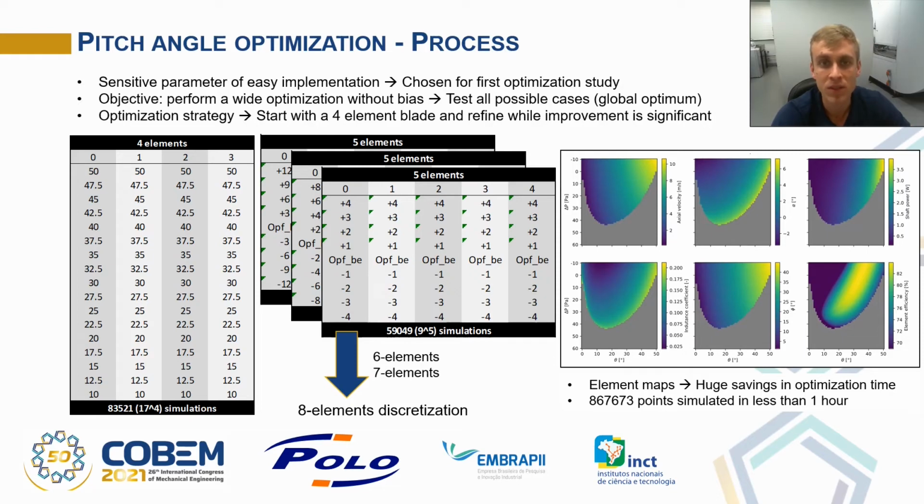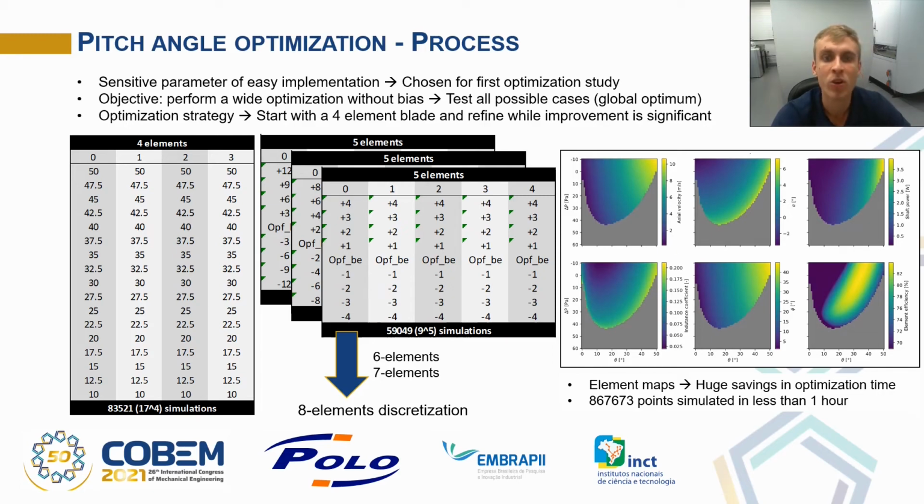The objective of the optimization is to be as wide as possible, not suffer from any initial bias, while testing the capability of the model and allowing for new design insights. To this end, a very large number of pitch angle combinations had to be tested, which could only be simulated due to the very low computational cost of the developed model in comparison to CFD techniques, for instance.